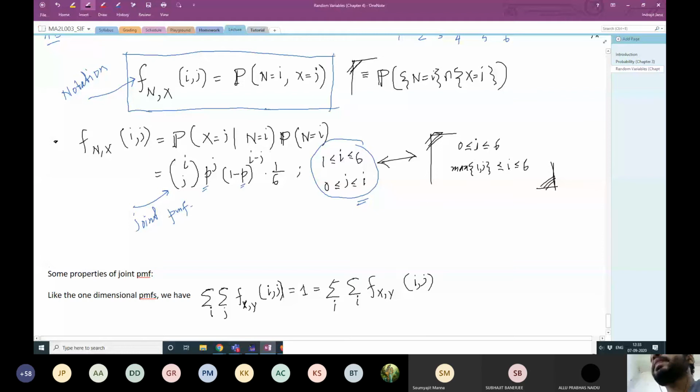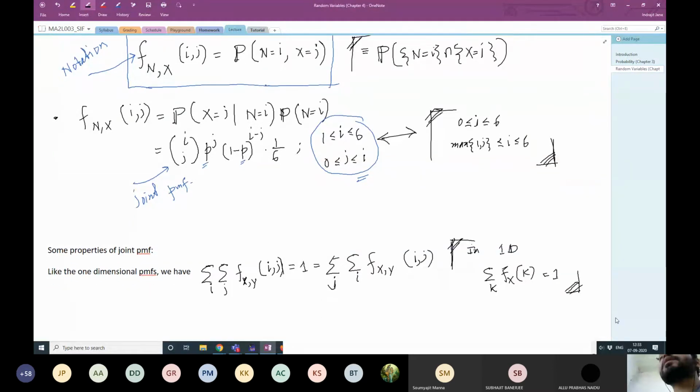Recall that in one dimension, you have the summation of f_X(k), summed over all possible values of k, giving you 1. This is a one-dimensional probability mass function. And this is a two-dimensional probability mass function. You take a double sum, first over one index and then the next index. If you take the sum over all possible indices, you get 1.